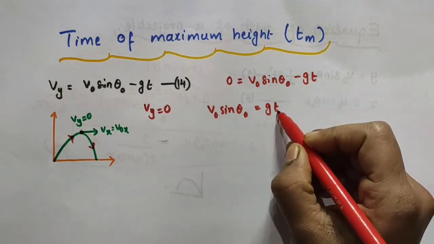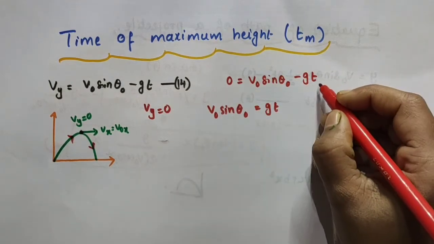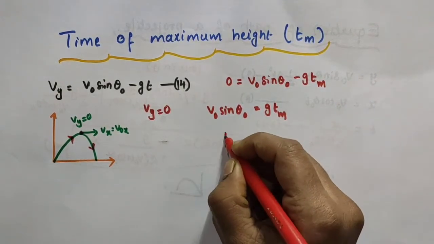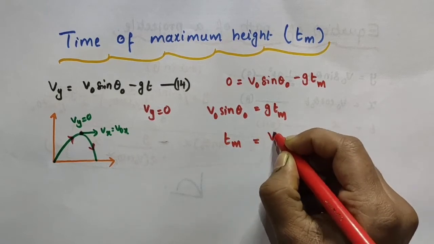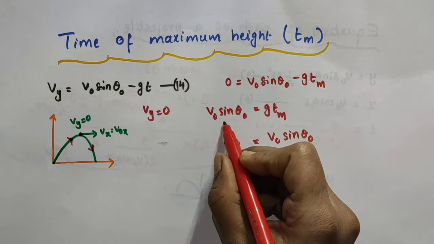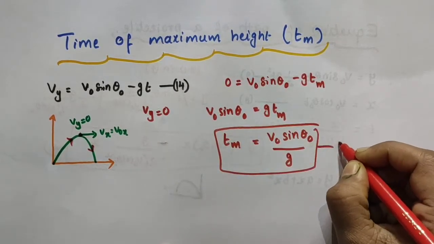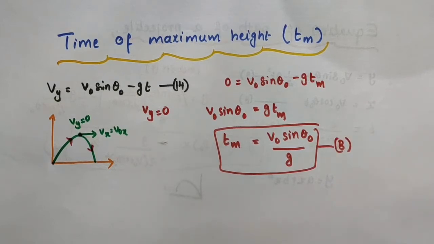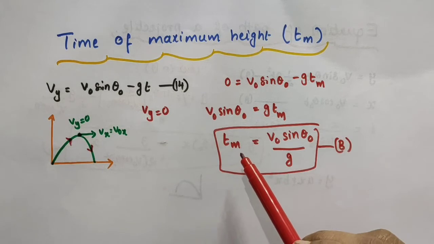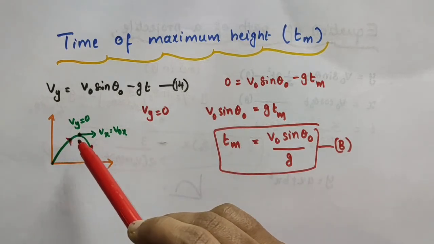What is this t actually? At the maximum height, the y component of the velocity is equal to 0, so this t is the time of maximum height, Tm. So from this expression we can write Tm equal to V0 sin theta 0, and taking g to this side, it goes to the denominator, divided by g. I am taking this as equation B, and this is the equation to calculate the time of maximum height, that is, the time taken by the projectile to reach its maximum height.